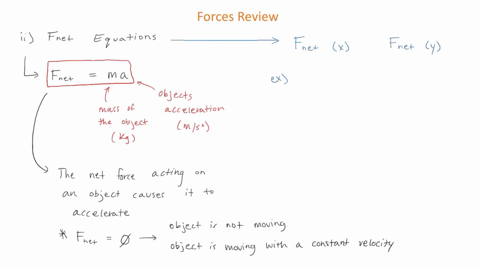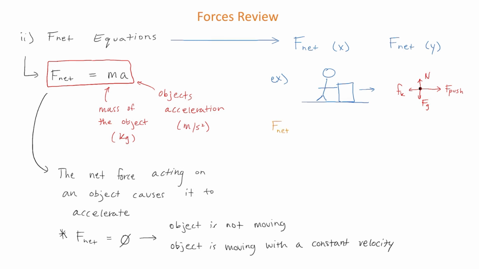Let's do an example. Imagine we have this person and they're pushing a box, and we are told that the box is accelerating to the right. And we want to know what is the net force acting on this box. Well, I always start by drawing a free body diagram. So I draw a point to represent the box, then I would draw the pushing force, the kinetic friction force, the force of gravity, and the normal force.